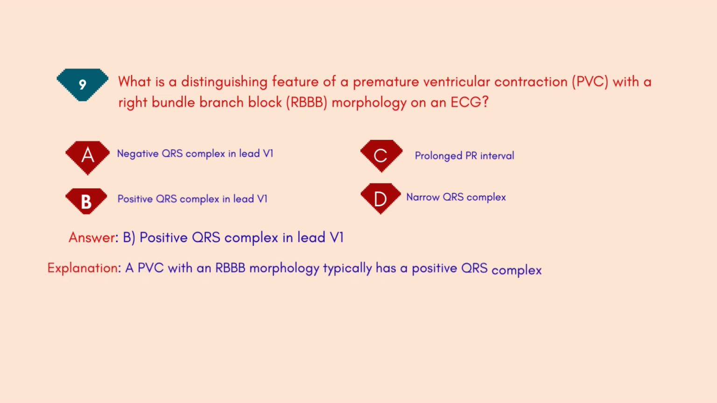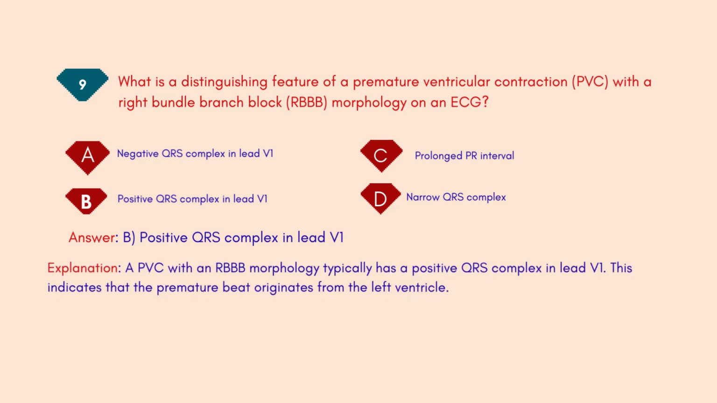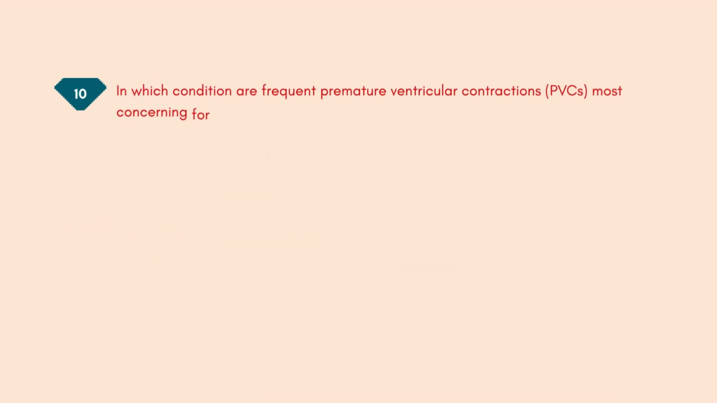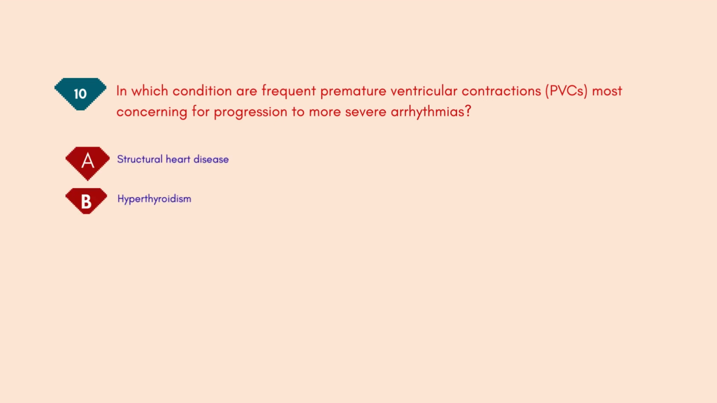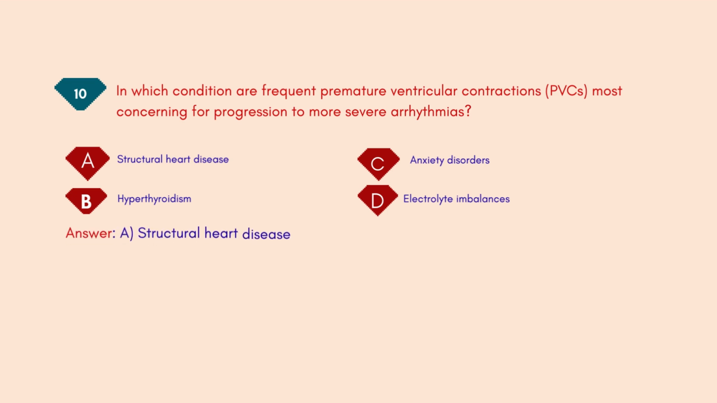Explanation: A PVC with an RBBB morphology typically has a positive QRS complex in lead V1. This indicates that the premature beat originates from the left ventricle. In which condition are frequent premature ventricular contractions, PVCs, most concerning for progression to more severe arrhythmias? A. Structural heart disease. B. Hyperthyroidism. C. Anxiety disorders. D. Electrolyte imbalances. Answer: A. Structural heart disease.